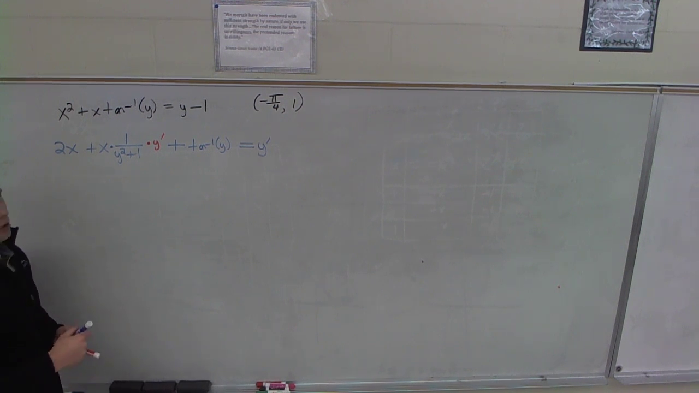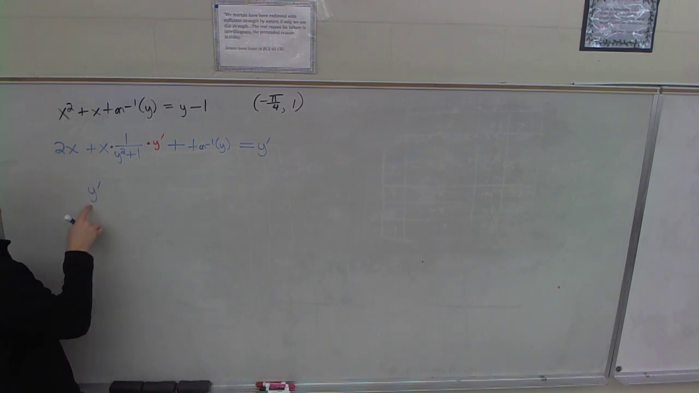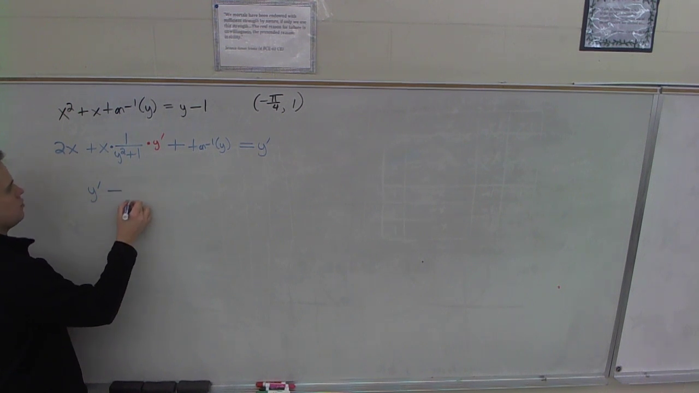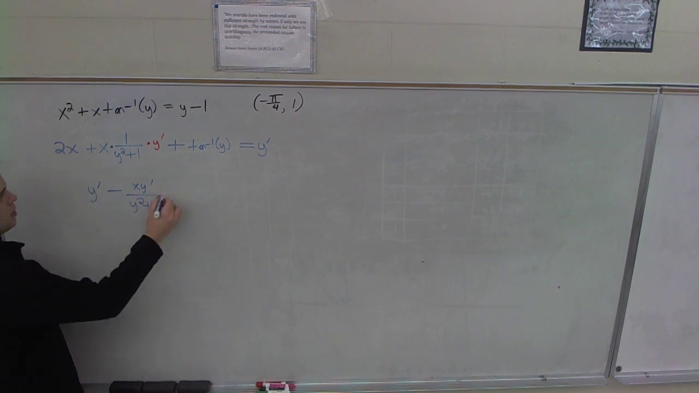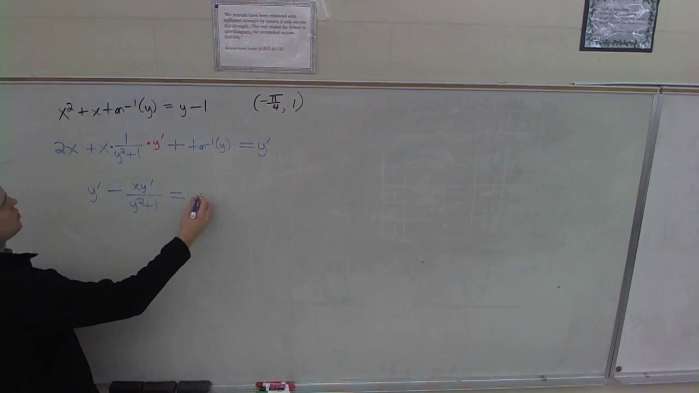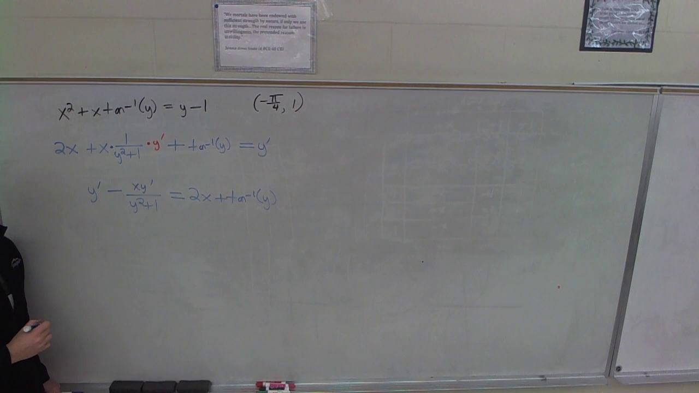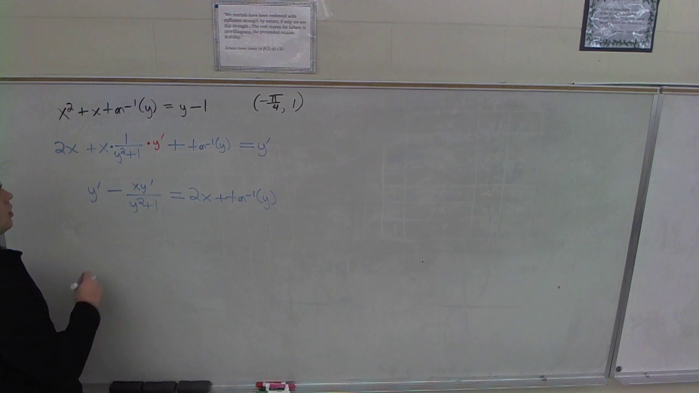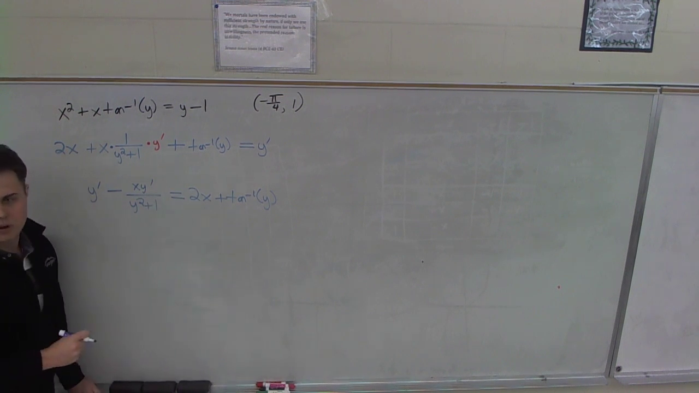Get it on one side, factor it out, all that business, right? So I'm going to put this one over there, but I'm going to write it first right here. So y prime, if I subtract this one to the other side, it's going to be negative x y prime over y squared plus 1, correct? If I subtract this chunk to the other side, and then equals, so this stuff's already all on the same side, so I'm going to say equals 2x plus inverse tangent of y. It's already all on the right side by itself. Cool? I did some flip-flopping of sides, but you just got to be consistent.